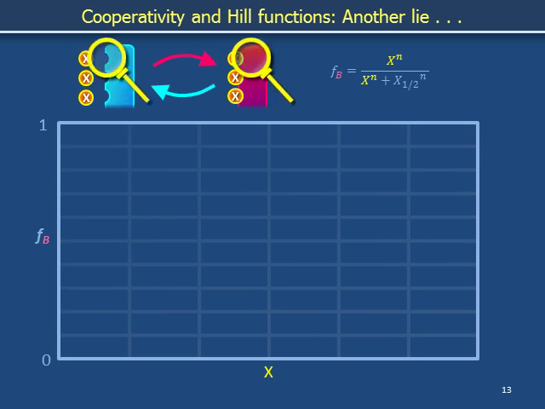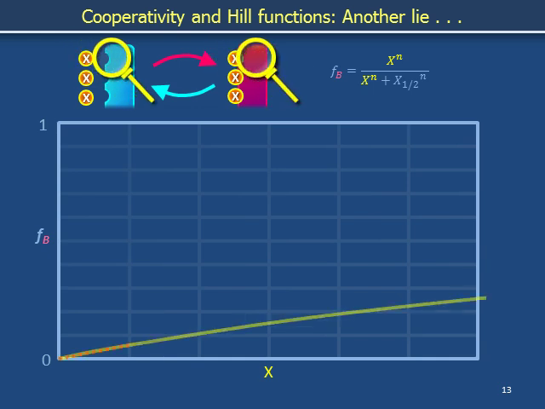We use magnifying glasses to indicate the top dimple. There are other dimples, but we temporarily neglect them. We are effectively looking at a system in which n equals 1, so we can use a Hill function from the previous slide. For example, we plot this one.